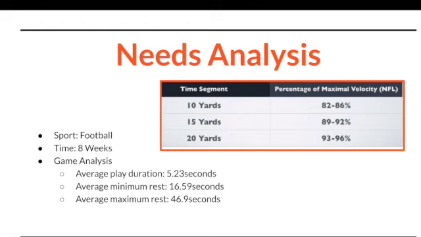Finally, the last piece of information we want to be aware of when developing speed is percentage of maximal speed between splits. We want our athletes to be aware that those who make it to the NFL in their 10-yard split are between 82 to 86% max velocity. In their 15-yard split, they're between 89 and 92% max velocity. And finally, in their 20-yard split, 93 to 96% max velocity.